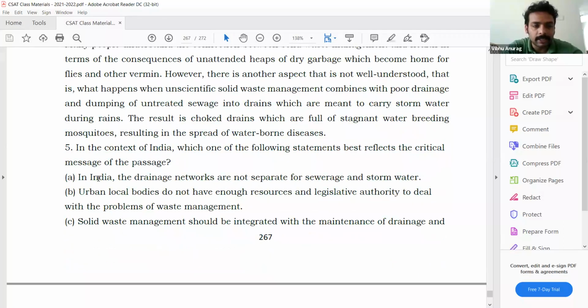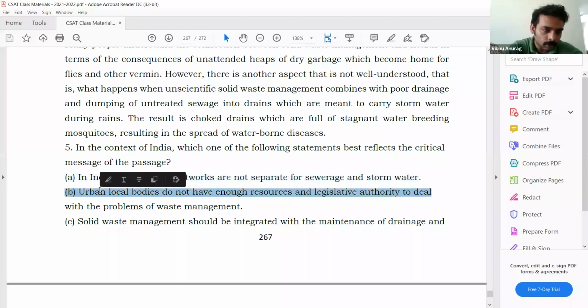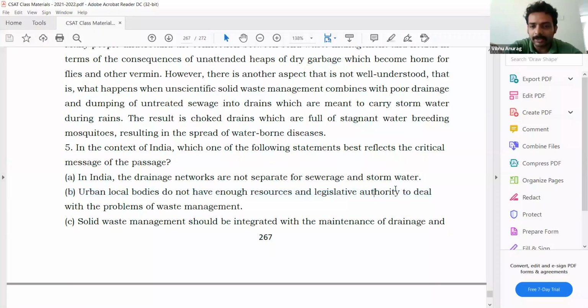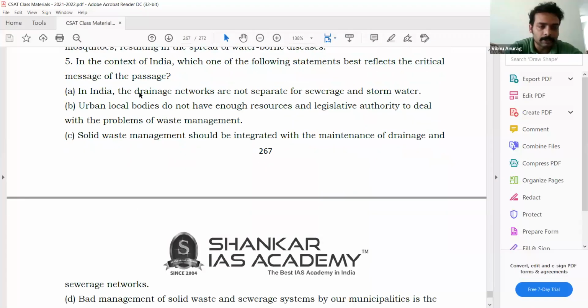So what is the message conveyed here? Option A, in India, the drainage networks are not separate for sewerage and storm water. Actually, no, that is not the message. They are separate, just that people are dumping sewage into the drains that are meant for carrying storm water. So that is the problem. It's not as if the networks are not separate. So A is wrong. Option B, urban local bodies do not have enough resources and legislative authority. There is no mention of any legislative authority. So B is wrong.